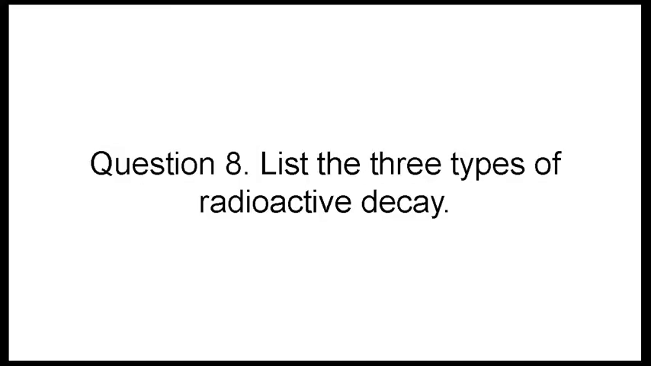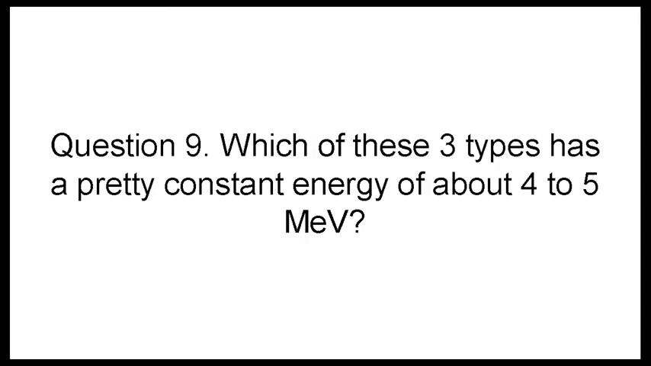Okay, so for question 8, list the 3 types of radioactive decay. There's alpha, there's beta, and there's gamma. For question 9, which of these 3 types has a pretty constant energy of about 4 to 5 megaelectron volts?